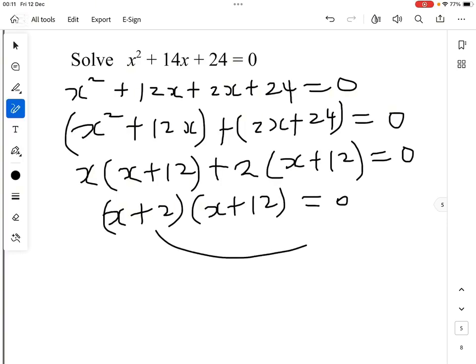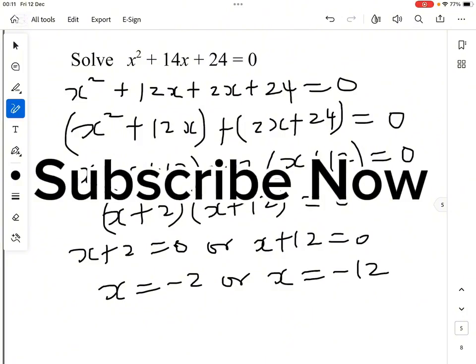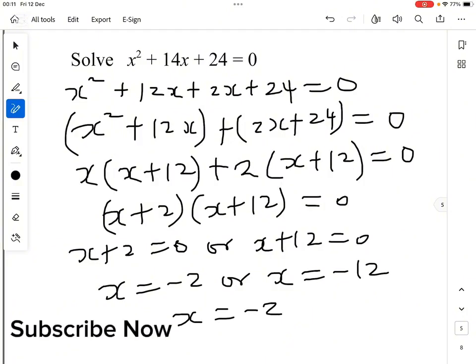Simple. Now, for this to be equal to 0, either this is equal to 0, then the multiplication will be 0, or this is equal to 0, the multiplication will be 0. So it then means that x plus 2 is equal to 0, or x plus 12 is equal to 0. Now, when you solve this, by subtracting 2 from both sides for the first one, you have x equals negative 2, or when you solve it on the other side, you have x equals negative 12. So x is equal to minus 2 or minus 12. That is your answer. Simple, straight, sweet, and fantastic.